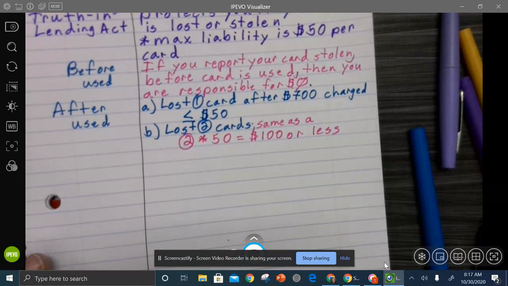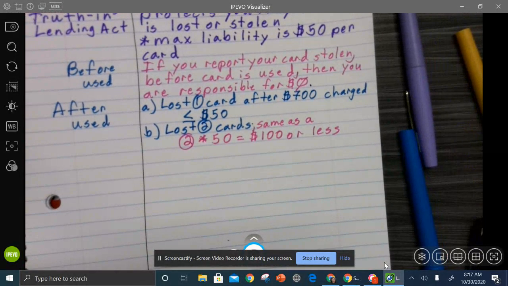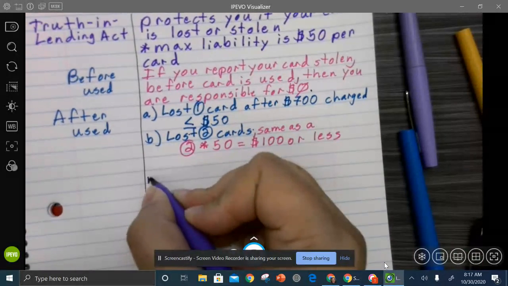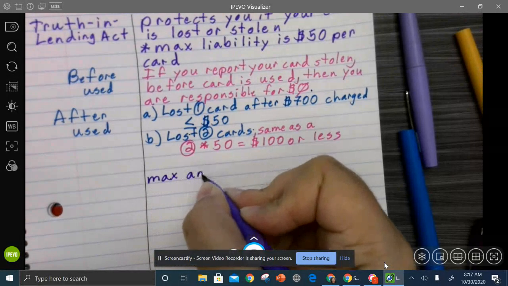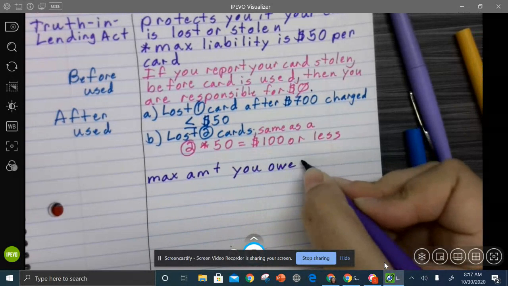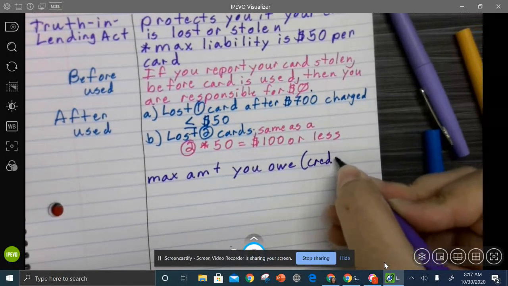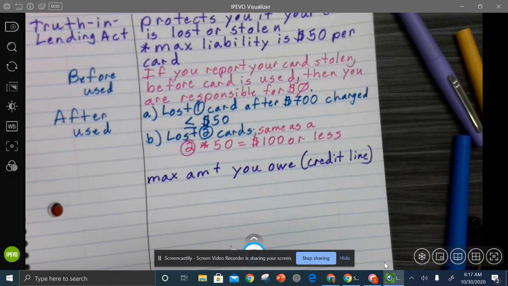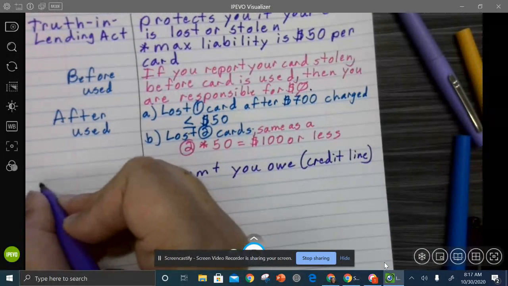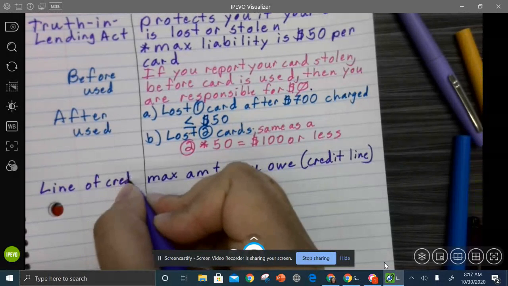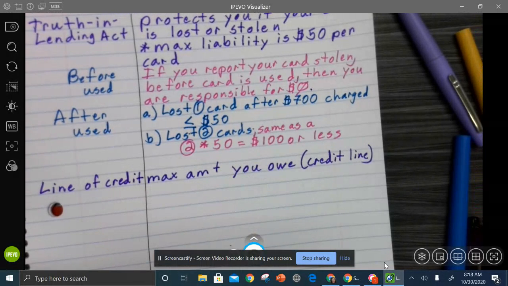So with credit cards, you're going to hear the word line of credit. Line of credit, everybody, is the maximum amount you can owe. So that's your credit line, and it's called your line of credit or your credit limit. You may hear it called either one.